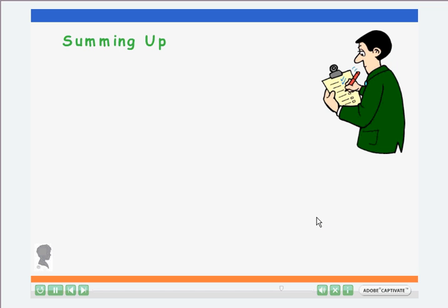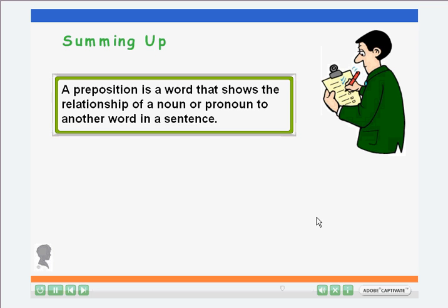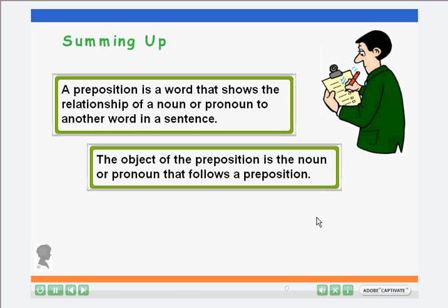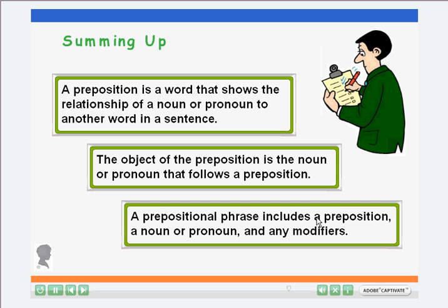In today's lesson, you learned about prepositions. A preposition is a word that shows the relationship of a noun or pronoun to another word in a sentence. The object of a preposition is the noun or pronoun that follows a preposition. A prepositional phrase includes a preposition, a noun or pronoun, and any modifiers. Continue practicing with prepositions and prepositional phrases so that you can use them correctly in writing and speaking.